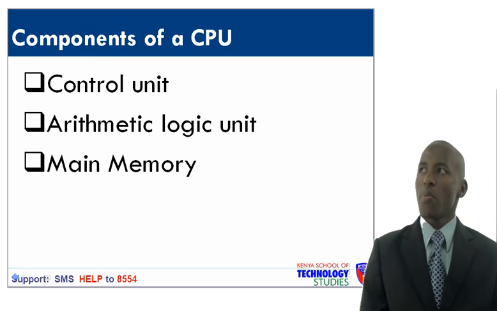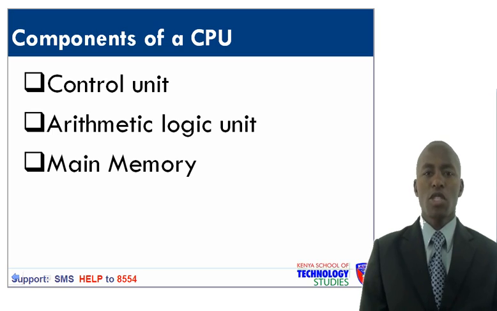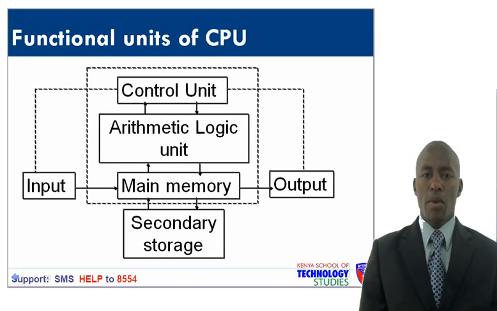Now let us look at components of a central processing unit. Central processing unit is made up of 3 main components. That is control unit, that controls and coordinates all the computer activities. Again, we have arithmetic logic unit. This one performs mathematical computations in the computer, and also it performs data testing still in the computer. And the last one is main memory, that is used to hold data or instructions in the computer.